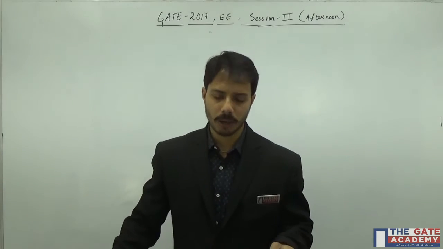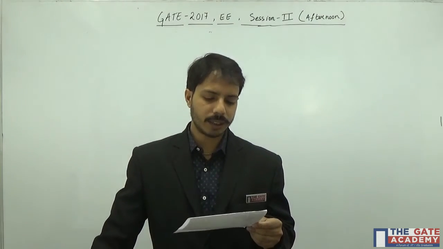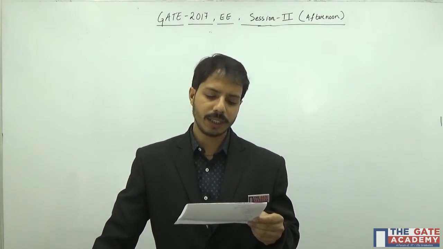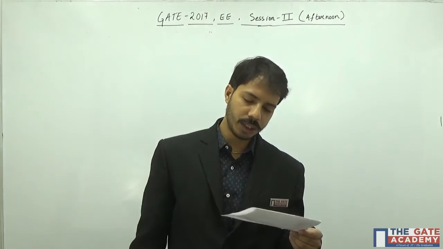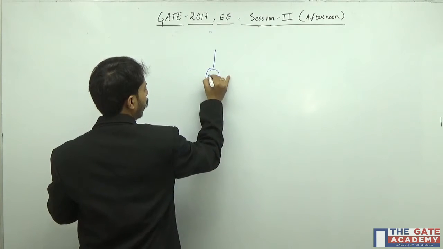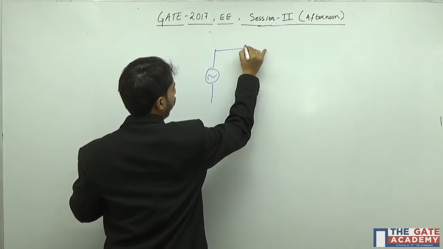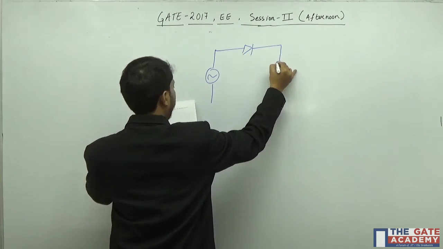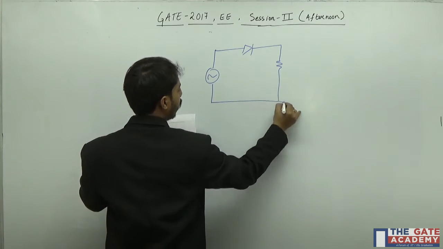This question is from Power Electronics. It says, in the circuit shown in the figure, the diode is ideal. Okay, ideal diode is used, and the figure is this. This is my figure. An ideal diode is there, and a resistive load is there.